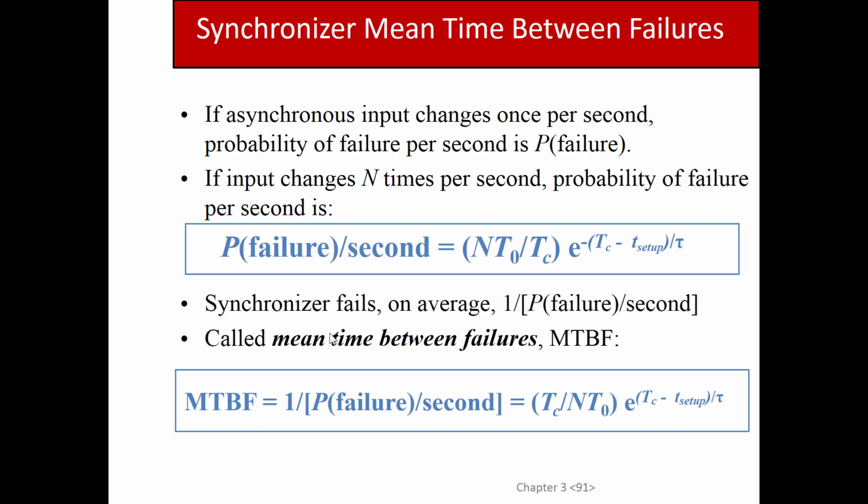So the idea is that even if n is fairly large, this value may be pretty small, right? This may be 1 over 10,000. So if you take the inverse of this, you get the mean time between failures that you expect, 10,000 seconds, for instance. Everyone with me?